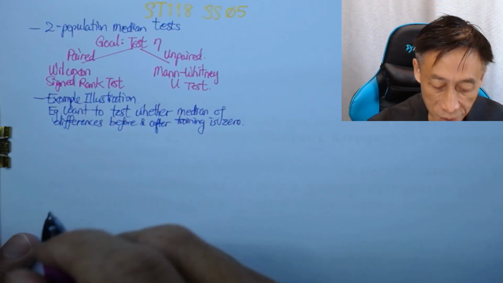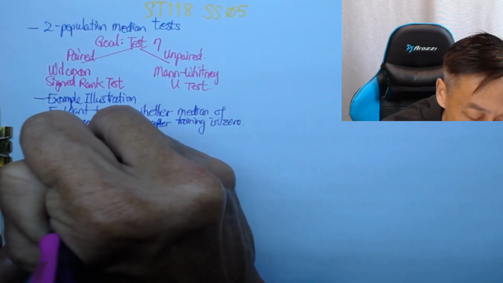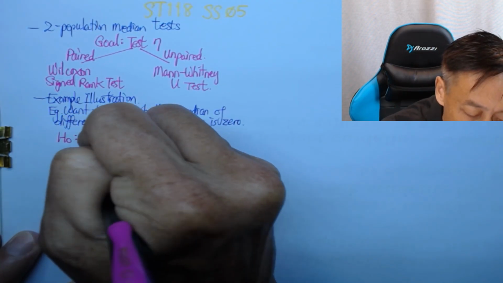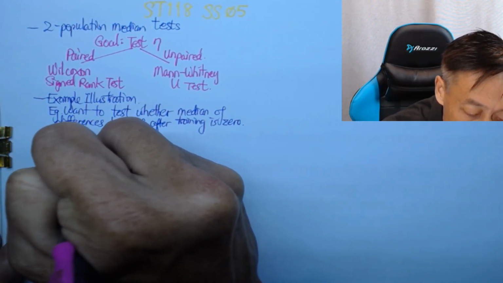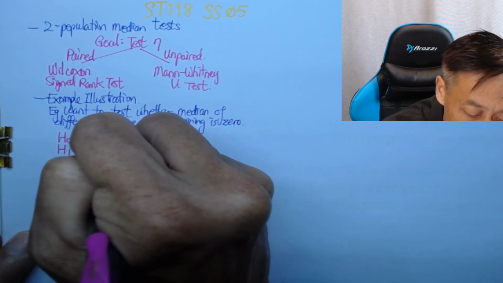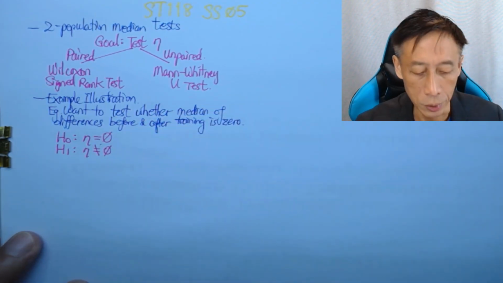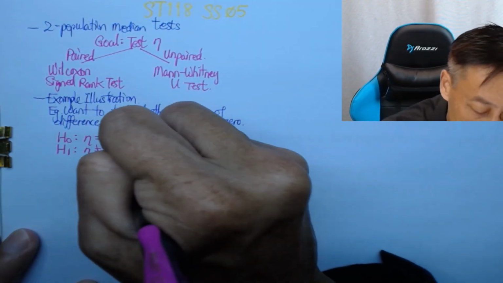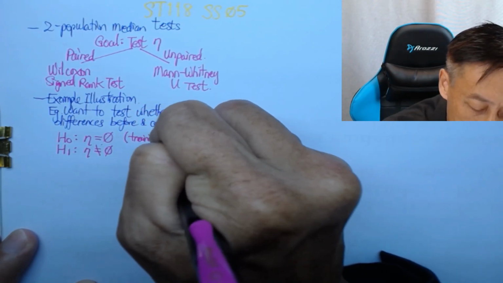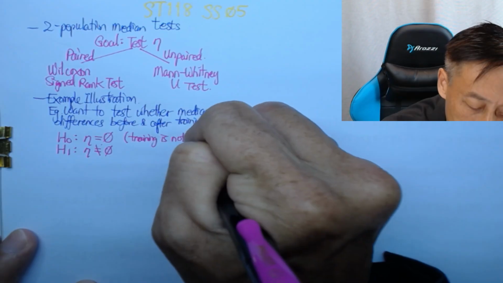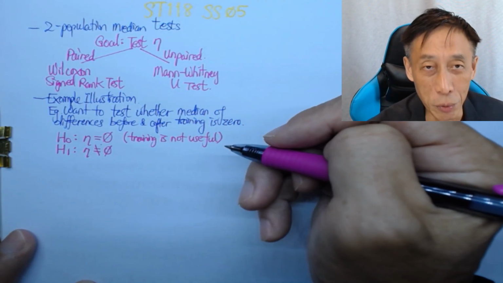comparing two population medians. Okay, so here we write down H naught is eta equals 0. And H1 is eta not equal to 0. Meaning in this case, training is not useful. Okay, useful or not is a very subjective, wishy-washy term, right?